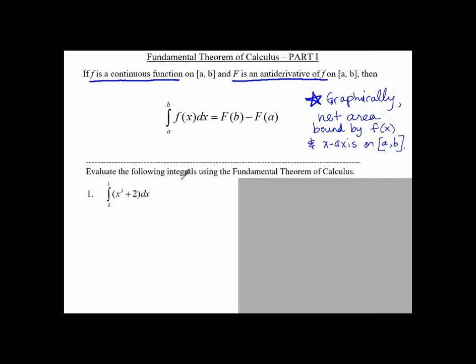Evaluate the following integrals using the fundamental theorem of calculus. Remember, there are other ways to do it, but we are going to use the fundamental theorem of calculus, meaning the antiderivative. So we have the definite integral from 0 to 1 of x cubed plus 2 dx. First, we're going to take the antiderivative of each of these terms. Using our power rule, that makes x to the fourth divided by 4 plus 2x.